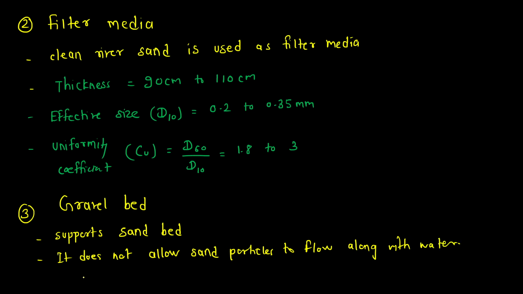Now what is the thickness of this gravel bed? The thickness of the gravel bed is 30 to 75 centimeter. Now the next component is called the under drainage system. So what is the purpose of this under drainage system?